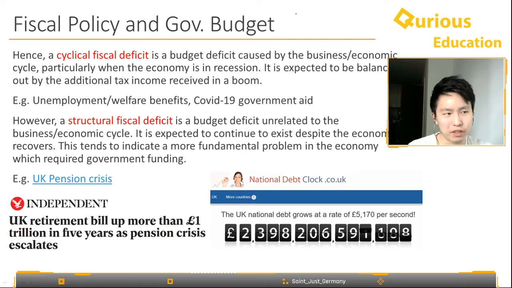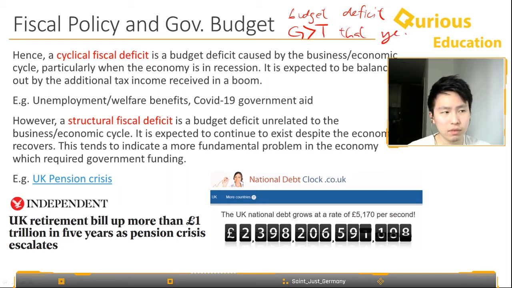So if you've got a budget deficit, it's that your spending, government spending, is greater than your taxation that year. But if it is a fiscal deficit, there are two types. So we can see there's a cyclical and a structural fiscal deficit.